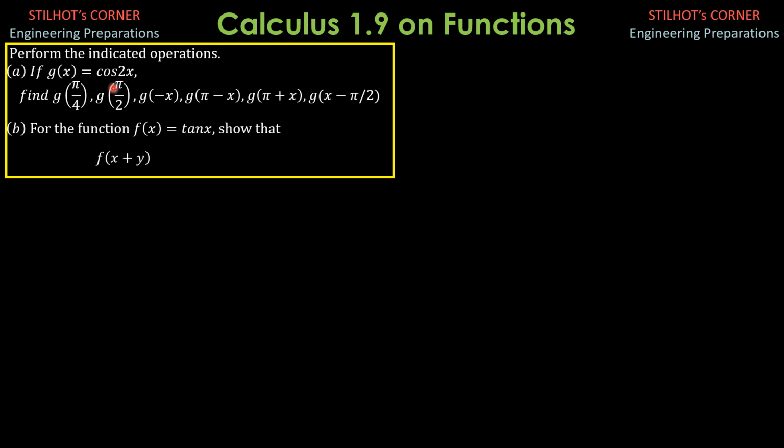If g of x is cosine 2x, find g of pi over 4, g of pi over 2, g of negative x, g of pi minus x, g of pi plus x, g of x minus pi over 2. Then for the function f of x equals tangent x, show that f of quantity x plus y minus f of x is equal to secant square x tangent y all over 1 minus tangent x tangent y.